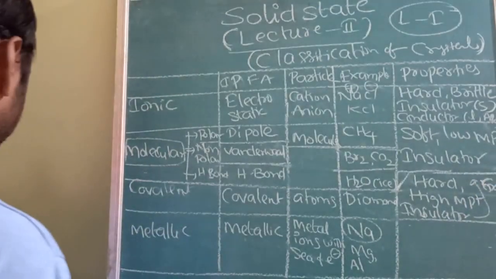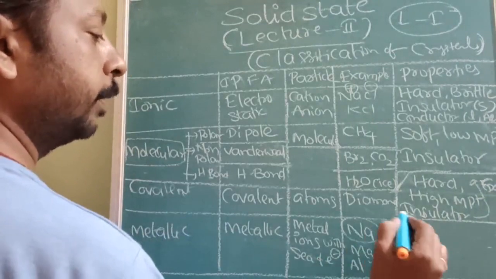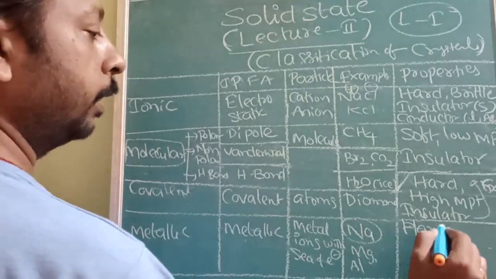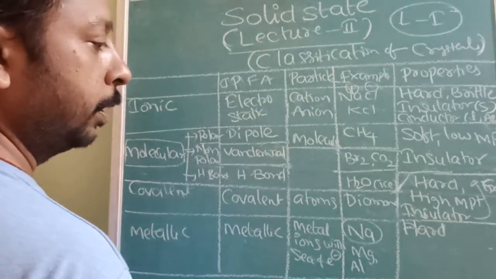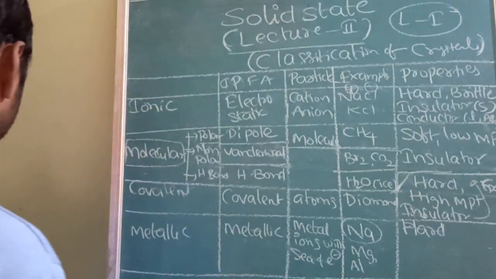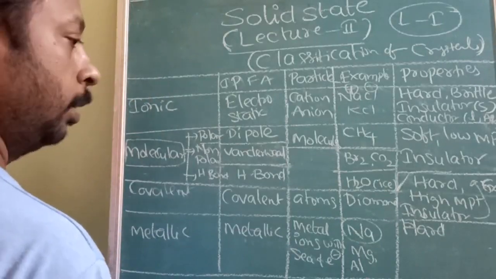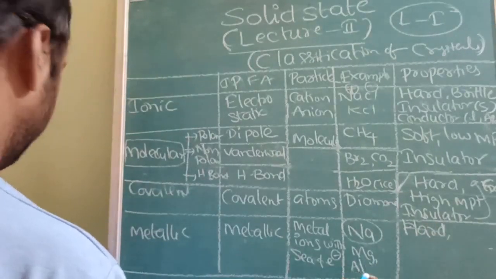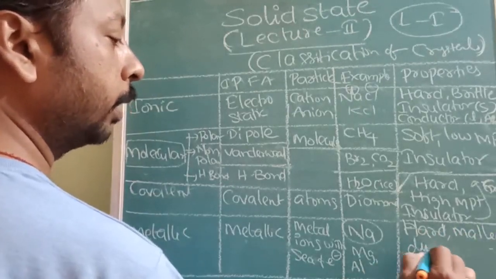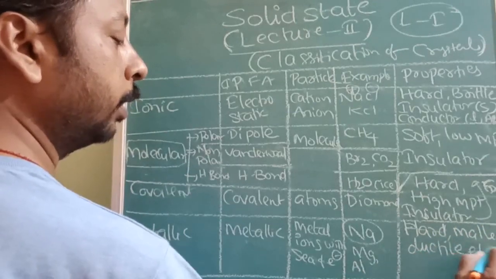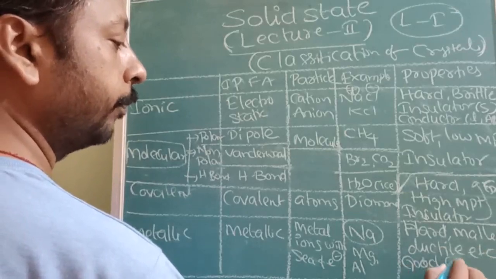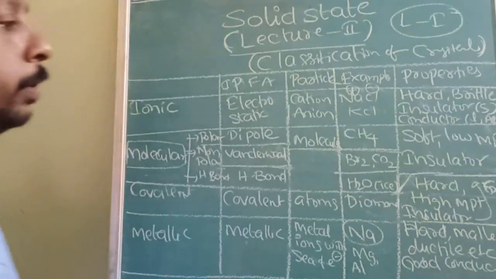Okay, next, metallic. Coming to the metallic, most of the metals are hard, except our alkali metals. Especially D block metals are hard metals, and they are malleable, ductile, etc. And they are good conductors of electricity.